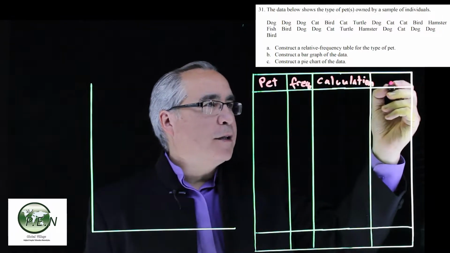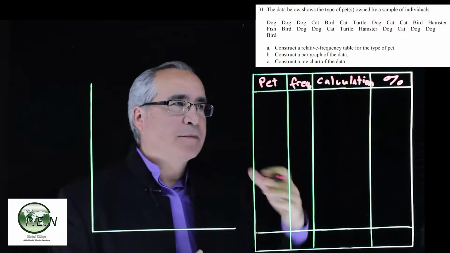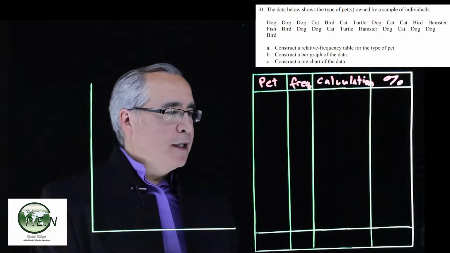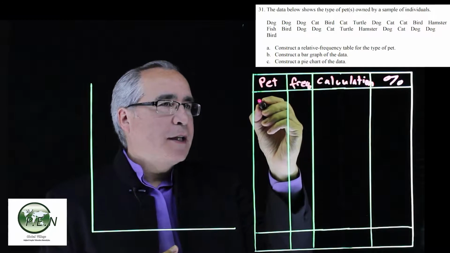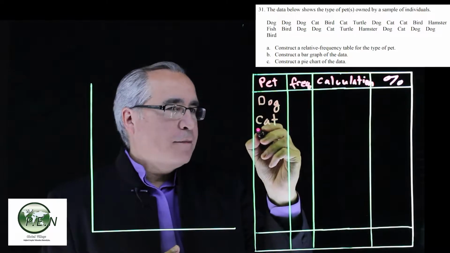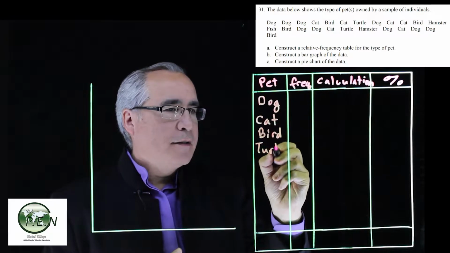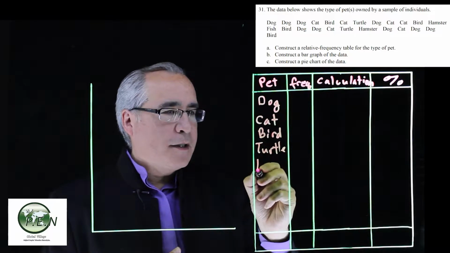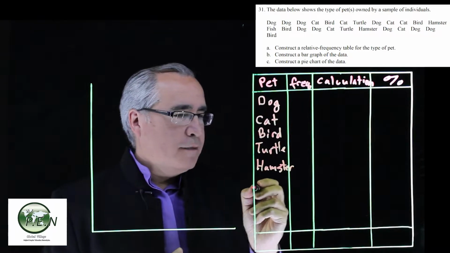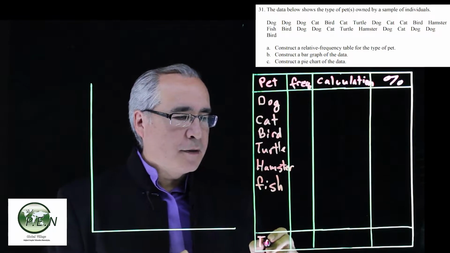And then this here will be our relative frequency, which is always going to be a percentage. So that's what the calculation will end us up with, a percentage, which is what relative frequency is. So we have several different types of pets. We've got a dog. We've got some cats. We have bird, turtle, hamster, fish. I guess I had a little bit more room, and then down here we'll put our total.